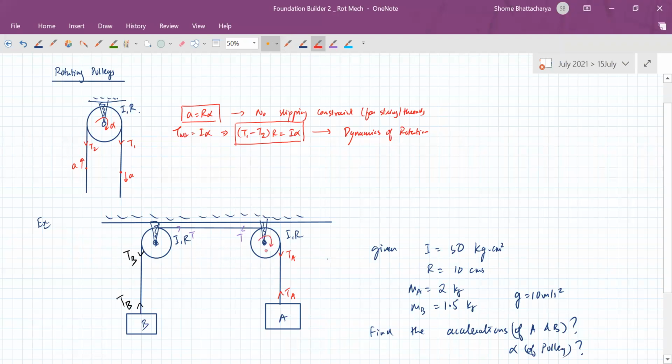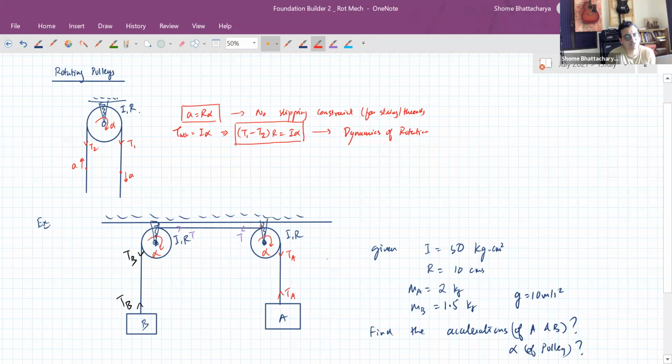Sir, why are the tensions different? It's a rotating pulley, no? There is friction at the surface, so that creates a force in between, no? Where the string is in contact with the pulley.